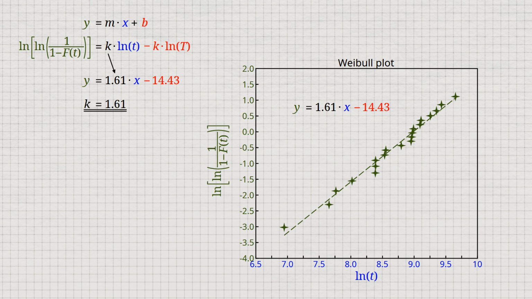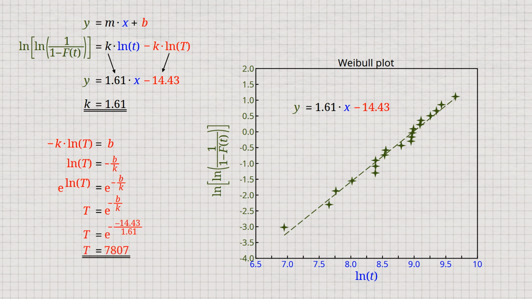From the y-intercept b, we can now also determine the scale parameter t by using the shape parameter k. We will derive the required formula for this in the following. First, we rearrange the given equation as shown. We now use the exponential function as shown to calculate the scale parameter using the y-intercept b and the Weibull modulus k. In this way, we obtain a scale parameter t equals 7,807 in our case.